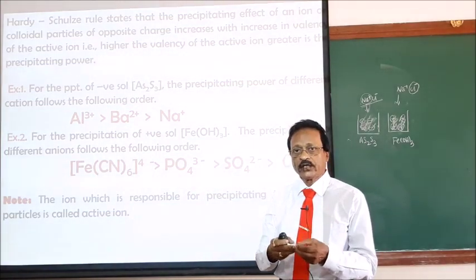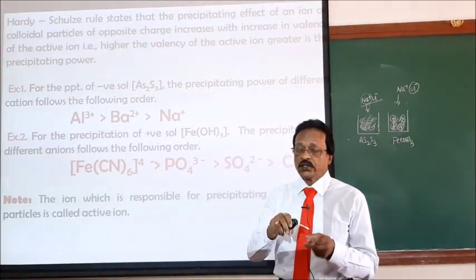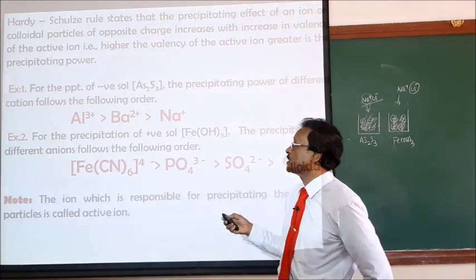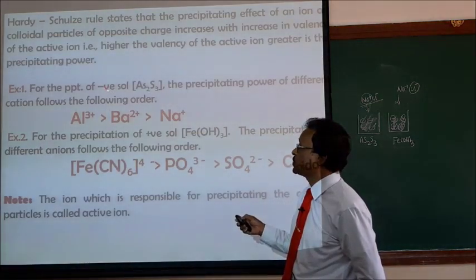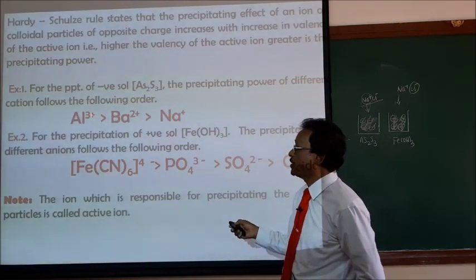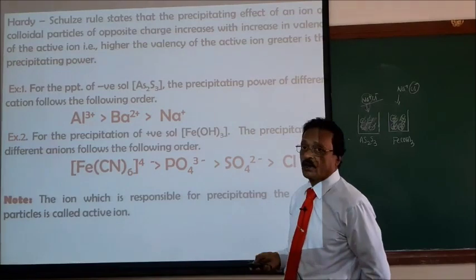The power of coagulation of an ion on the colloidal particles of opposite charge increases with increase in the valency of the ion. I take the example of arsenic sulfide, a negative sol; the positive ions bring about the coagulation. Where higher the charge, higher is the coagulation. Lesser the charge, lesser is the power of the coagulation.